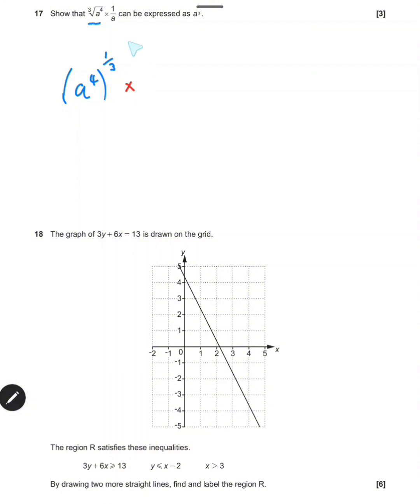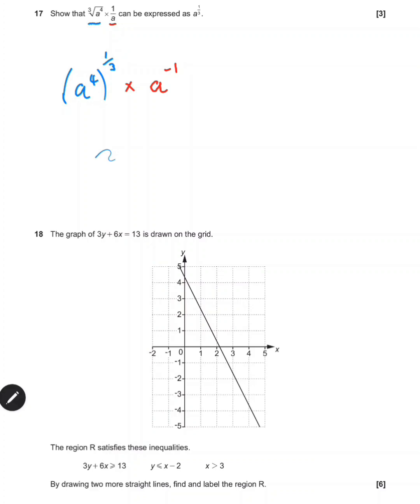And I'm going to multiply by 1 over a. Well, 1 over a is the same as a to the minus 1. So I've just changed the form of some of these things. What we can do now is start to simplify this, just using as normal laws of indices.